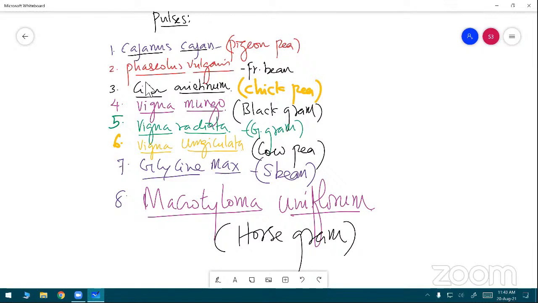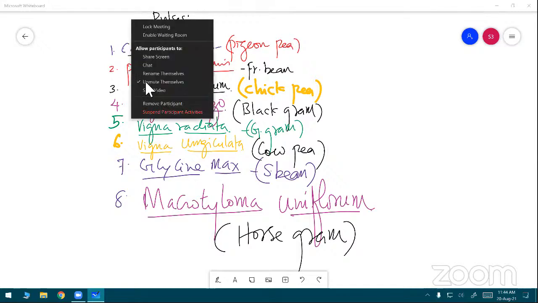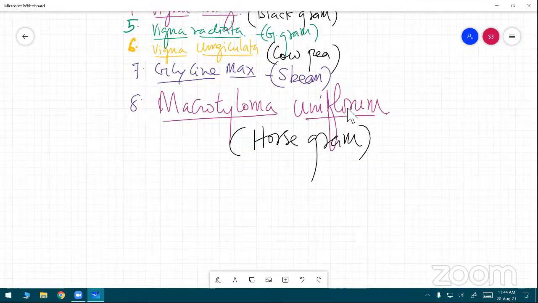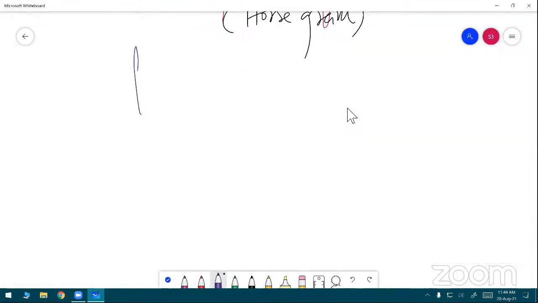Cajanus cajan, pigeon pea, Phaseolus vulgaris, Cicer arietinum, Vigna mungo, Vigna radiata, Vigna unguiculata, Macrotyloma uniflorum, that's the binomial of horse gram. Very good. Okay, next we pass on to some food plants. These are all the pulses which are used for their nutritional value. And next we pass on to food plants of Fabaceae.